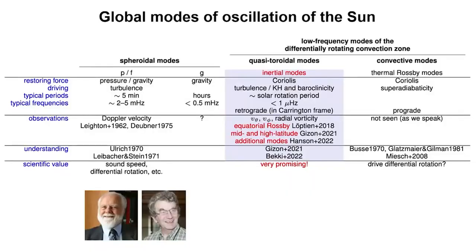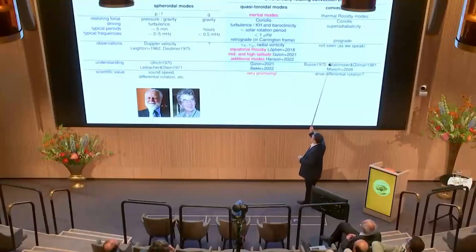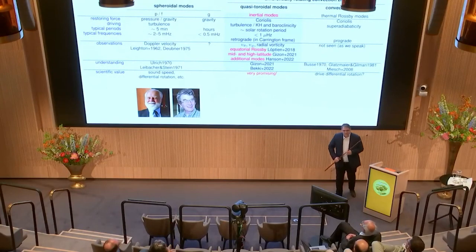And I'm splitting the different global modes of solar oscillations into two categories. The modes here, which would exist even if we were to switch off rotation. And then the modes here on the right, the modes that owe their existence to rotation. Okay?